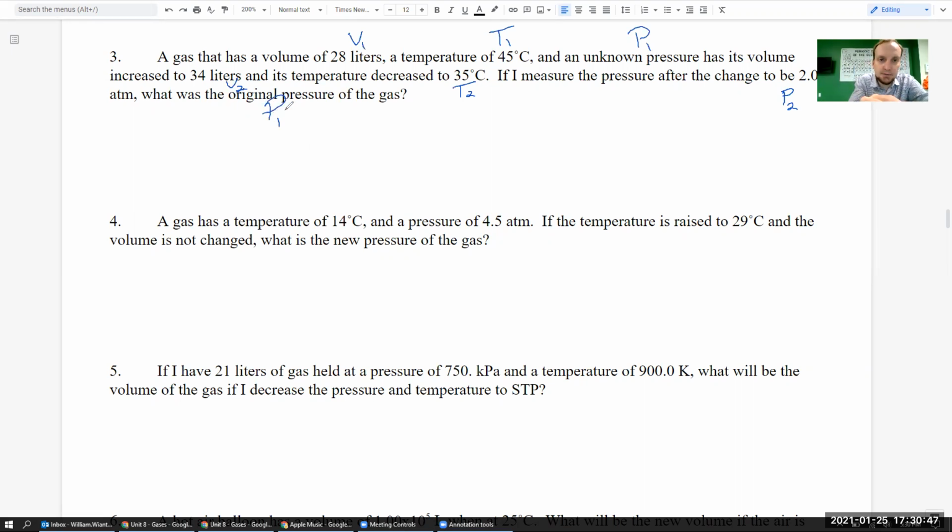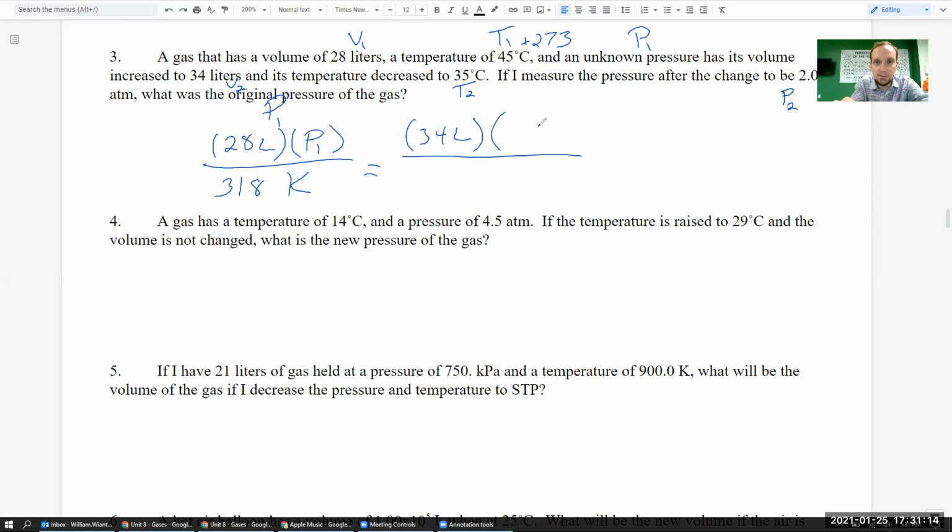P1. Okay, so I'm going to put in my equation. I'm going to put V1, which is 28 liters, times P1, which again, we don't know, divided by my temperature, which has to be in Kelvin. That would be what, 318? Yep, Kelvin. Then this is going to be my V2, 34 liters, times its pressure, which was measured to be 2 atmospheres, over my T2, which again has to be in Kelvin. So that would be what?